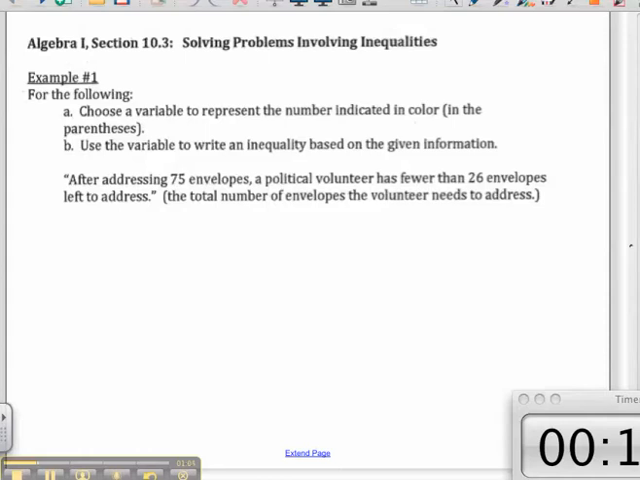Well, what variable would you like to use, Max? Z. Okay, we'll let Z. And what does Z stand for, Max? It stands for the envelope. It stands for the total number of envelopes, right? Total number of envelopes. All right. There's an E right there.